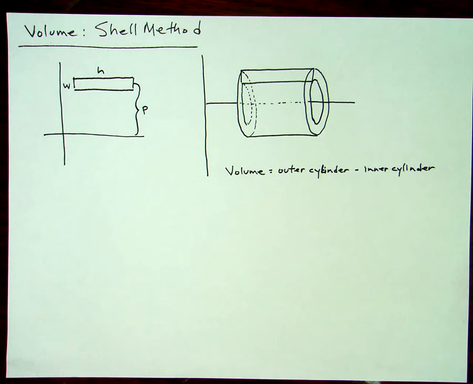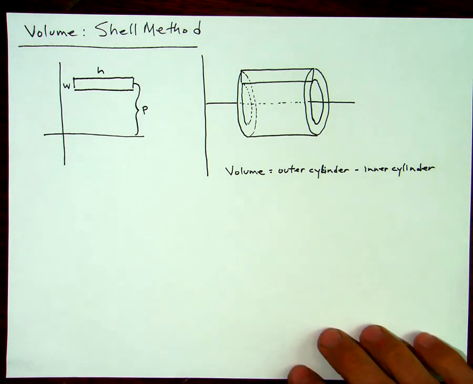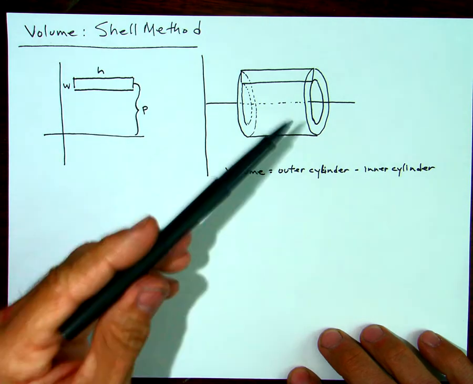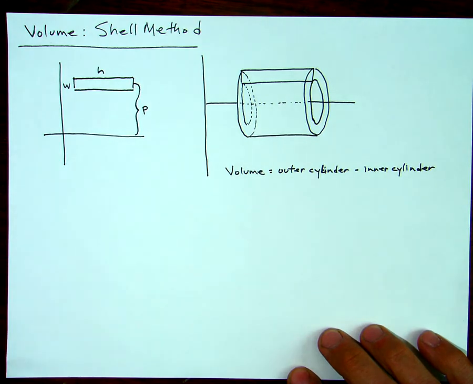In this lecture, I'm going to talk about another method for finding the volume of a solid using integration. It's called the shell method, also known as the method of cylindrical shells. The idea is, well, here's an example of one shell, and then I'll give you the big idea about how the shell method works.